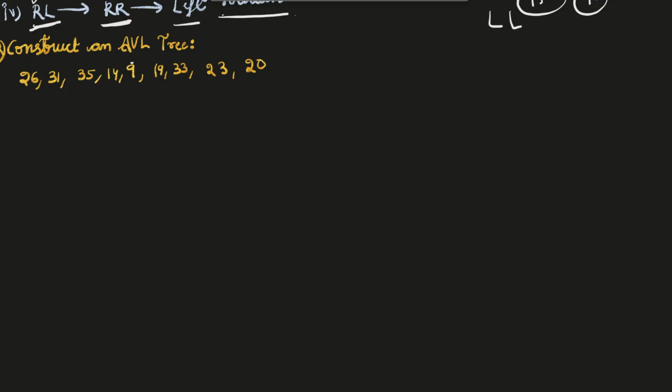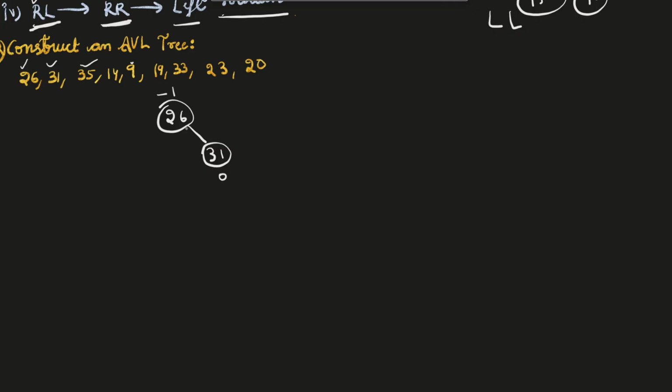The first element is taken as the root node. So it is 26. Now the next element is 31. It would be right of 26. Now if you check the balance factor, it is said to be balanced because leaf is 0, and coming to 26 it is -1. Now next is 35.